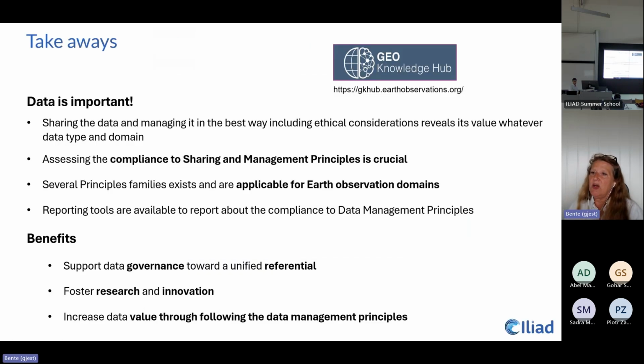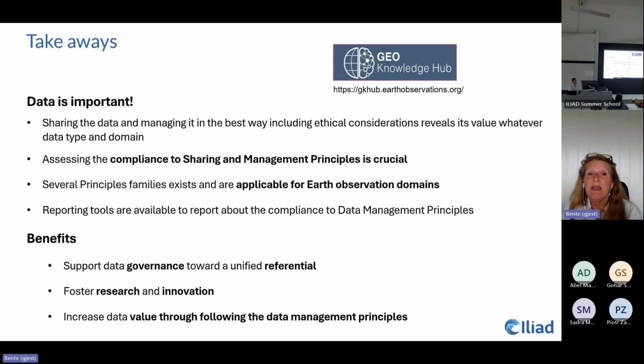So the takeaway here is that data is important, goes without saying, pivotal of course when you are making a digital twin. Sharing the data and managing it in the best way, including ethical considerations, reveals its value, whatever data type and domain. And this, might I add, is particularly important to be aware of, these ethical issues, now that we are doing more and more artificial intelligence. So I think you really should make note of this.